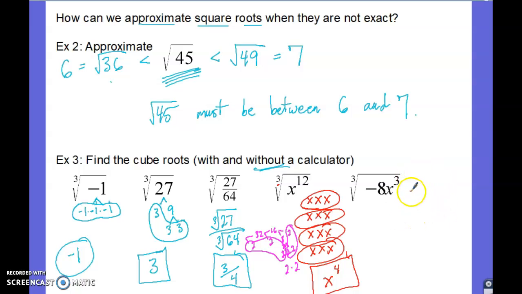Now, I'm kind of running low on time. I want to finish this. If you were to try to break down 8 as 2 and 4, and break down 4 as 2 and 2, you can see that there's a group of 3 there. There's also 3 x's for a group of 3. And like I said earlier, you can cube root negatives that have an odd index, just not an even index. So this final answer is -2x.